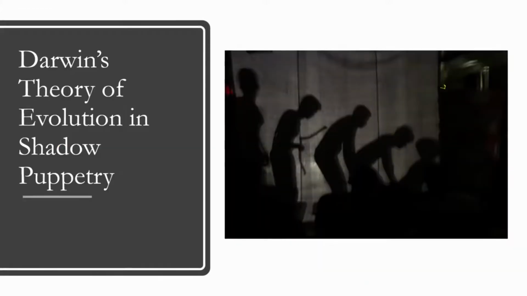This is Darwin's theory of evolution, and it was shown in shadow puppetry. Shadow puppetry, as you know, is common in many parts of India. It is common in Andhra Pradesh, Assam, and Karnataka as well. So, here the students are showing Darwin's theory through shadow puppetry.